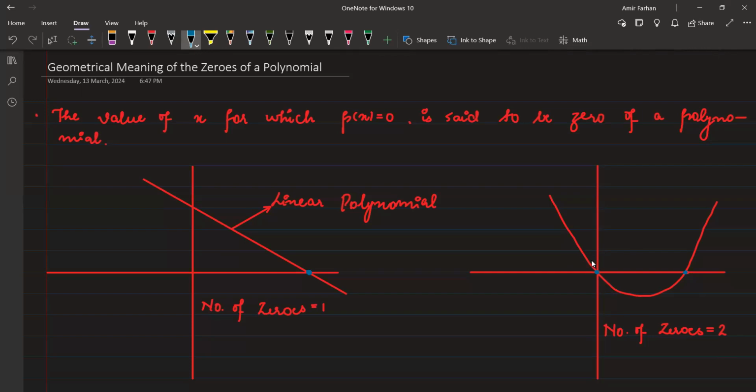Quadratic. Very good. Clear. Gianna, please tell me, what is the type of polynomial in this graph? Sir, I said quadratic. Okay, clear. Quadratic. Very good. Clear.